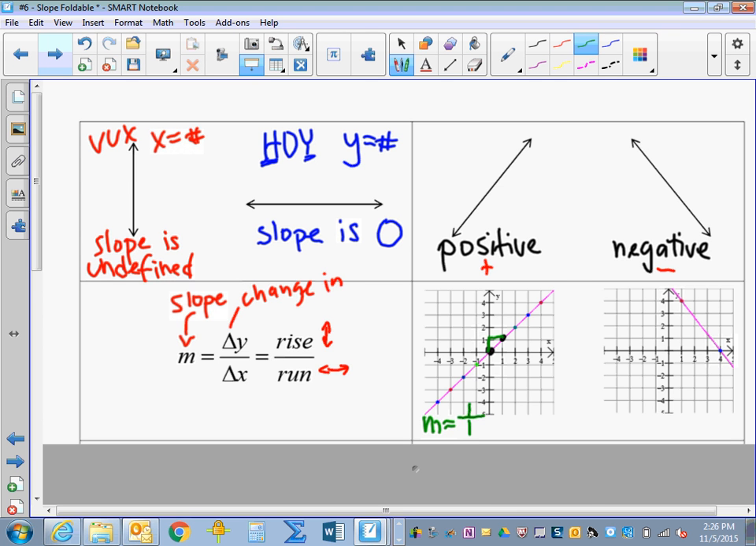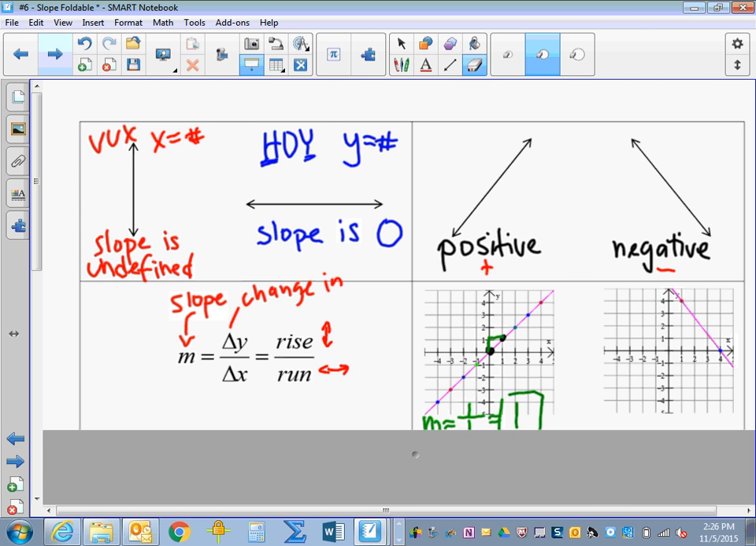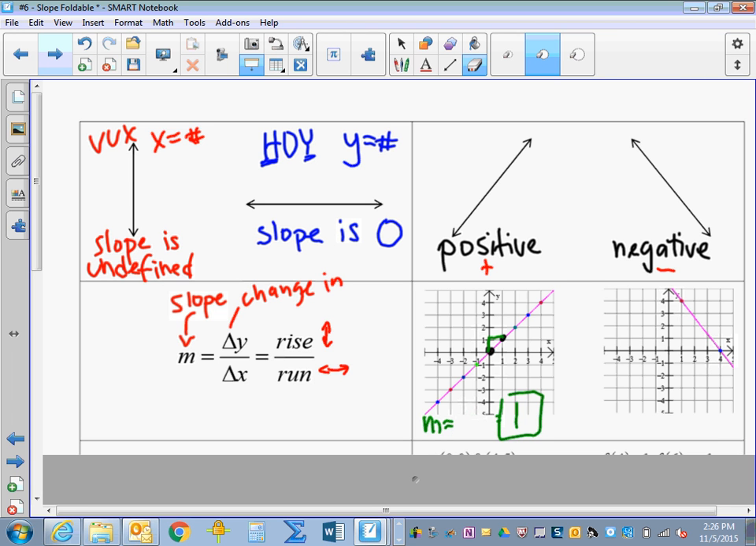Well, what is one divided by one? So my slope is just one for this graph. And you'll see to get to each point, we go up one, over one, up one, over one, up one, over one, up one, over one. M equals one divided by one. All right, and is this a positive slope or a negative slope? Positive, so let me make sure my slope is positive here.